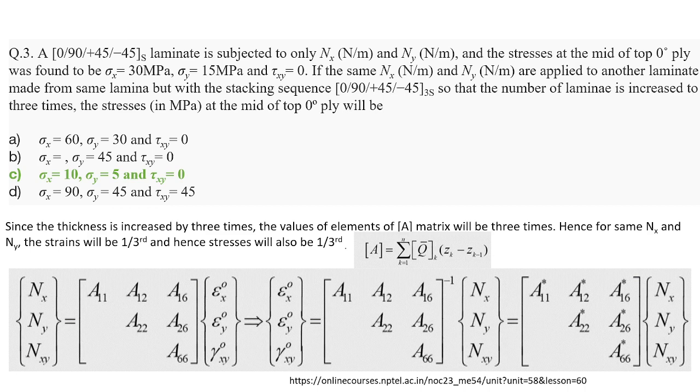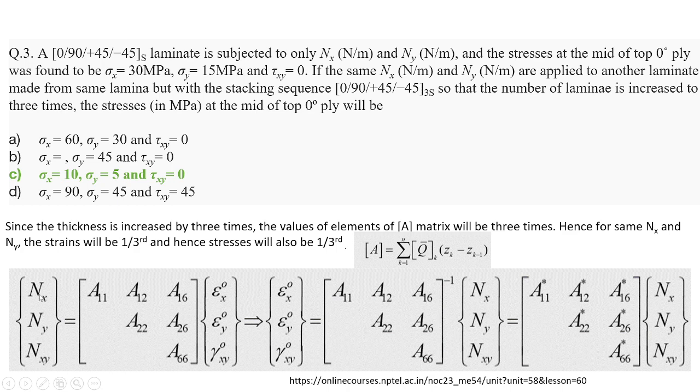So here again it is symmetric, so the B matrix will be 0, and there is no moment or no curvature, so the D matrix will also be 0. So what we have to consider is the A matrix. Again, for the first stacking sequence 0, 90, plus minus 45 symmetric, we get an A matrix, and for the second one the thickness is 3 times the first one. So the A matrix will also become 3 times the first one.